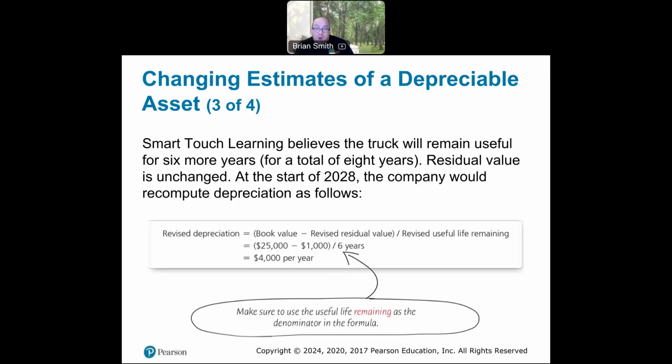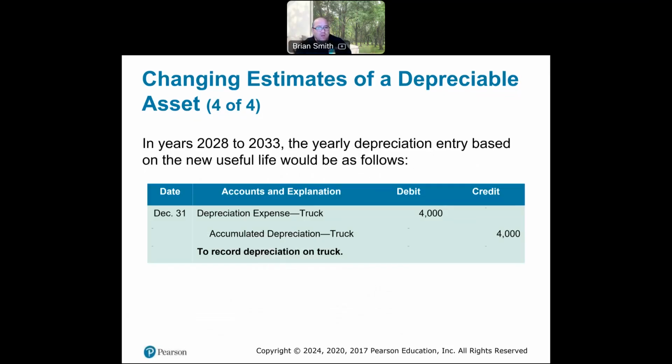So going forward, not back, you don't have to fix it in the start of 2028. You don't go back and rechange everything because you did it in good faith before. You're just changing the estimate now. You're going to just alter future depreciation expenses by the amount of what you just calculated.